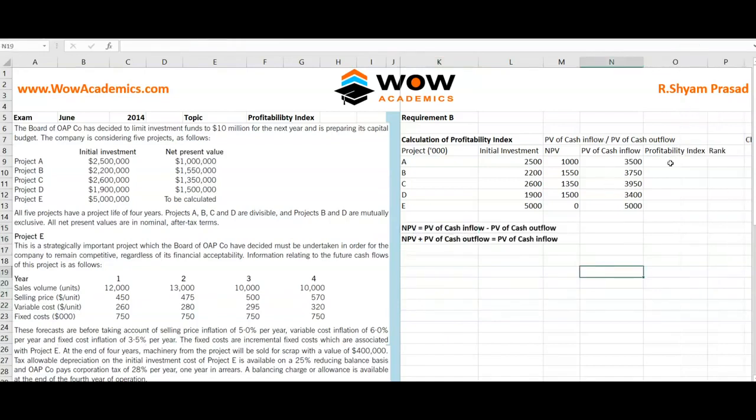So the next one is the profitability index. The index is very simple. Divide the inflow by the outflow. Inflow is here, outflow is here. So divide it: inflow 3500 divided by the outflow 2500. So you got the number.